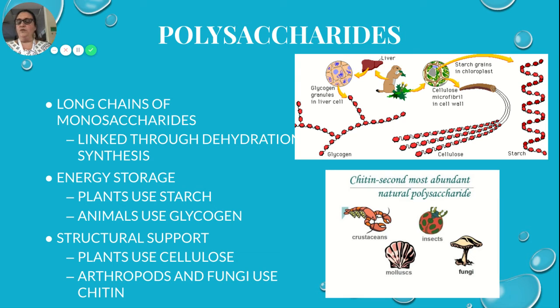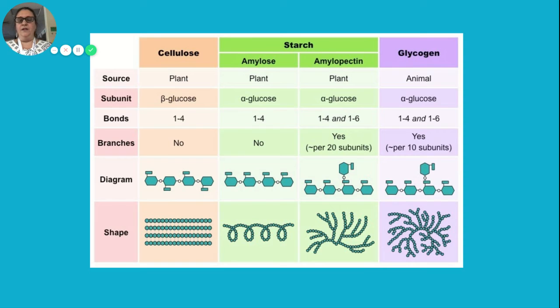And then for structural support, plants use a thing called cellulose, which is another polysaccharide. And arthropods and fungi use a structure called chitin, which is found in the cell walls of the fungus and found in the skeletons or outer shells of insects and crustaceans. And here's just some pictures of the structure of glycogen versus the structure of cellulose. So a little chart just showing you.